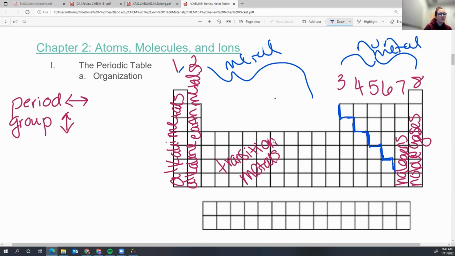And most of the stuff on here, let's see, this guy, this guy, this guy, this guy, this guy, this guy. These are all of your metalloids, right? So they can have properties of both metals and non-metals. Okay, so that's important when you're trying to determine if something is ionic or covalent. If it's all non-metals, notice also hydrogen is a non-metal. Everything else over here is metal.